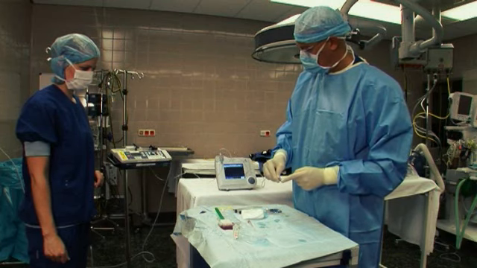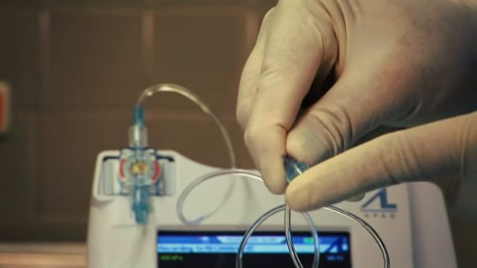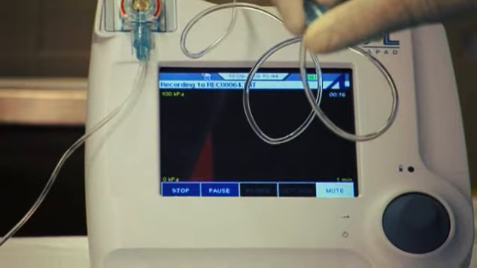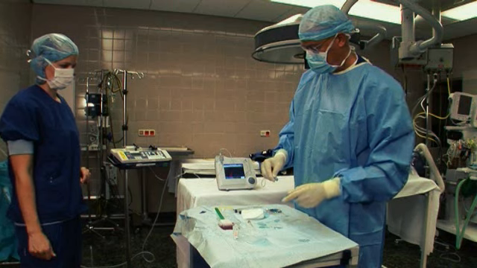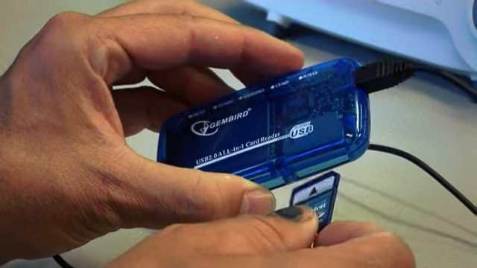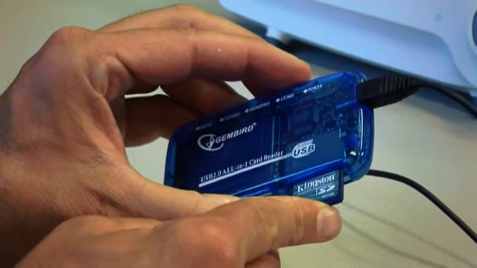Simultaneously, the APAD does not only emit an acoustic signal, the pressure is also visible on an LCD screen. The monitoring of the pressure signal is stored on an SD card, which can be printed out later.